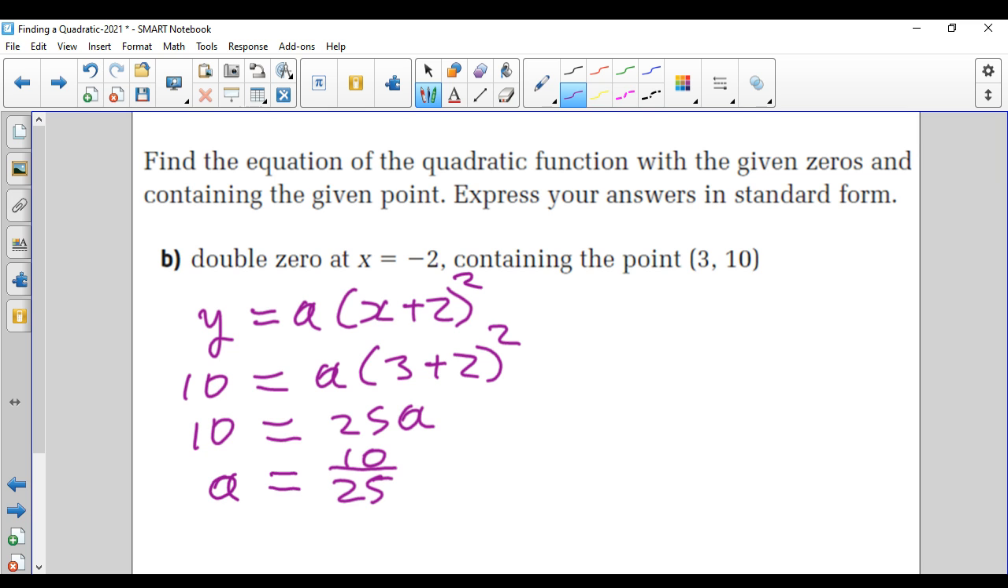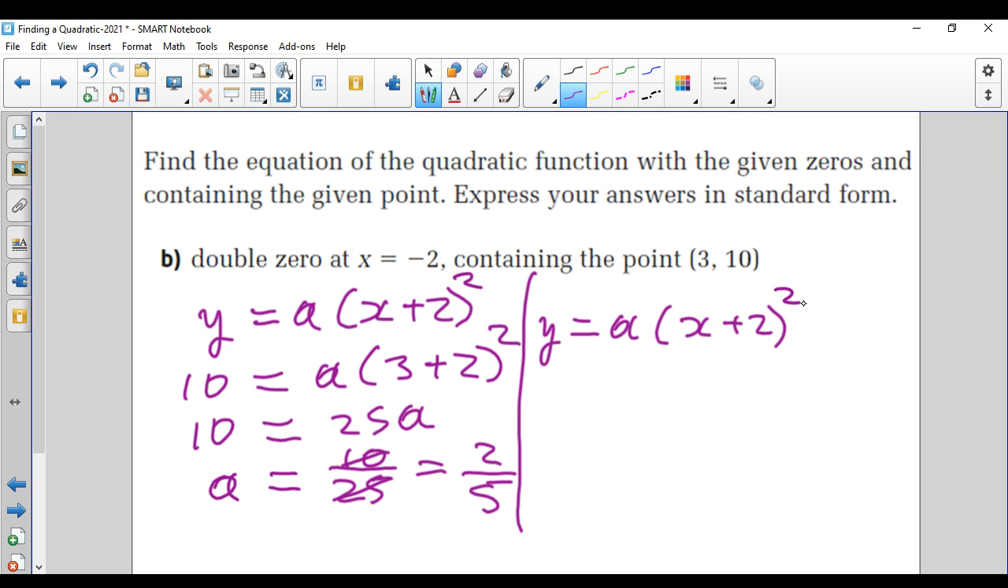And of course, we should always reduce our fractions down as much as possible. Dividing both by 5 gives me 2 over 5. So I'm now ready to write my equation because I have my a. So y equals a times (x plus 2) squared.